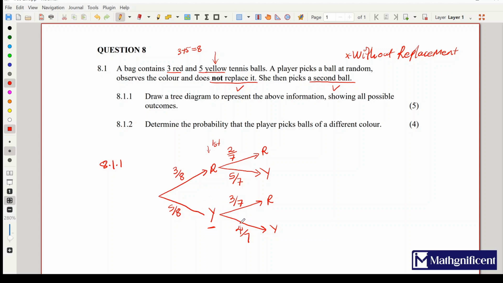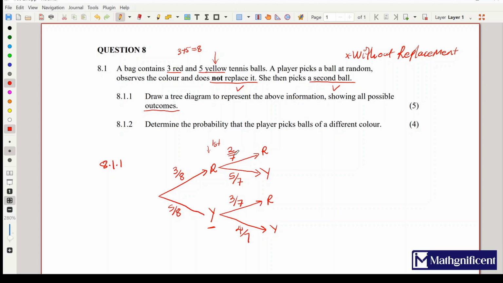So it means that we are now left with 4 yellow balls out of 7 balls in total. So now let's write our outcomes. How do we actually represent our outcomes? Which is this part here.